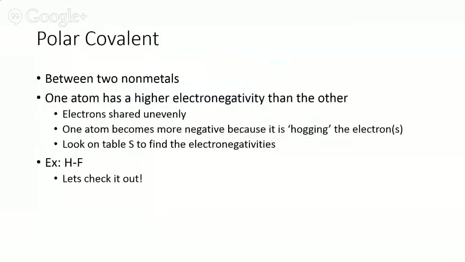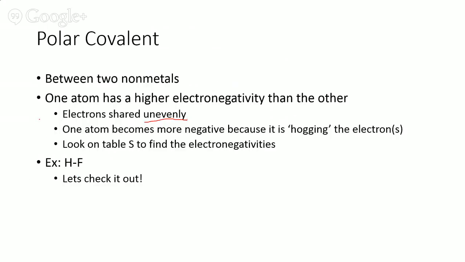Polar covalent bonds, again, is going to be between two nonmetals. But in this example, one atom is going to have a higher electronegativity than the other. So we're going to get unevenly shared electrons. One atom wants the electrons more than the other and is essentially hogging them. It's taking them, having them for a longer time.